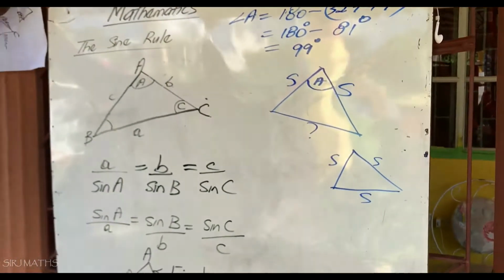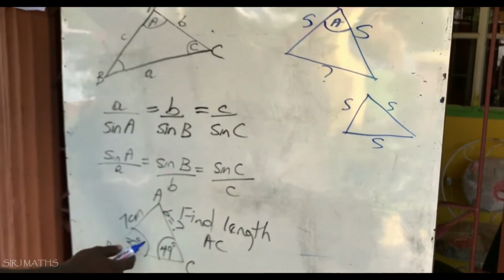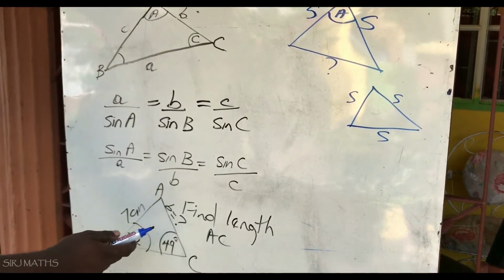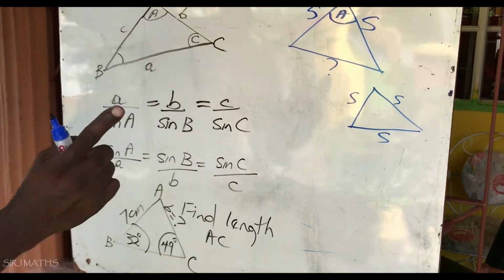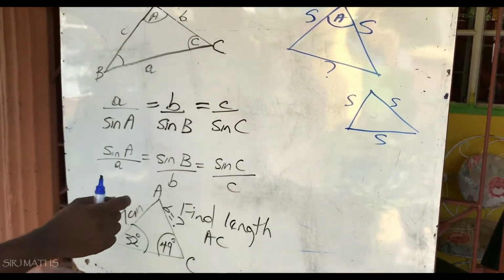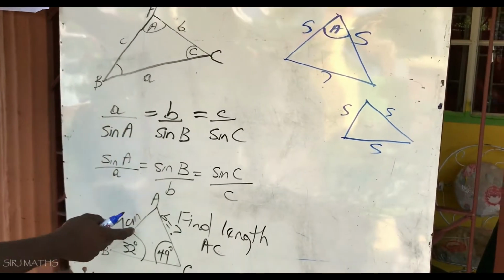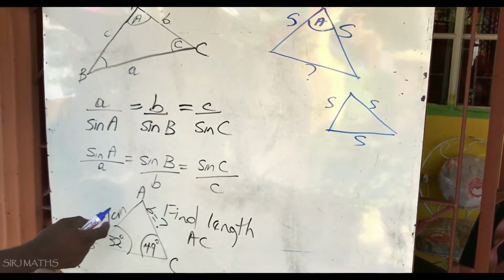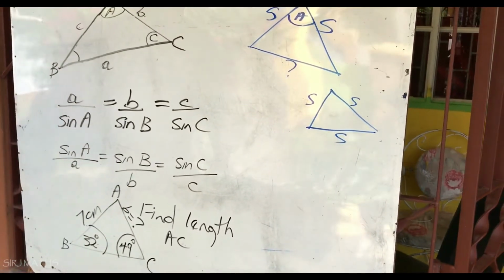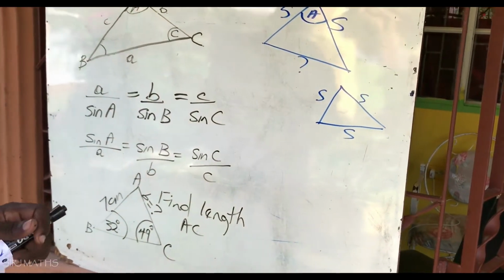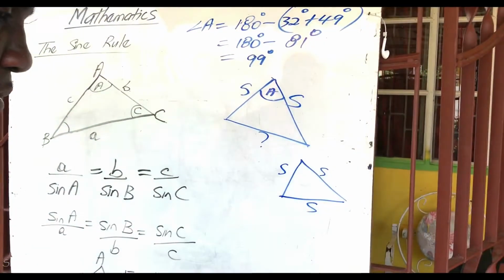So let us examine. Can we use a cos rule here? The answer is no. Why? Because we only have 1 side. So for us to use a cos rule, we must know at least 2 sides, as we can see right here. So definitely you rule out the cos rule. So it means, therefore, we will have to use the sine rule.